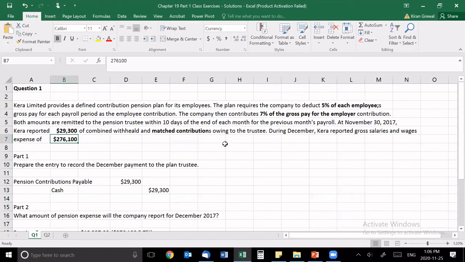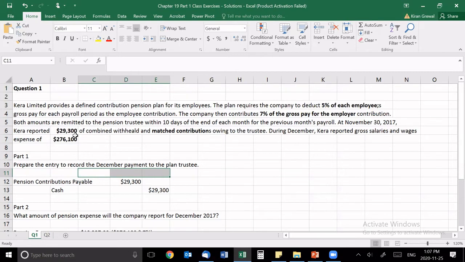Okay, so let's take a look at the first part. Part 1 says to prepare the journal entry to record December payment to the plan trustee. At November 30th, you would have done your salaries expense entry, which would have deducted the 5%. You would have done your pension expense entry, which would have deducted the 7%. What this question is asking you to record is the December payment. So the December payment happens 10 days after month end. On November 30th, you would have recorded your expense accounts. And then 10 days after, you would actually pay the pension trustee.